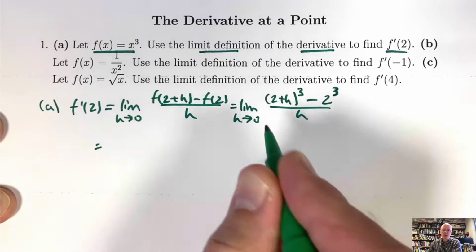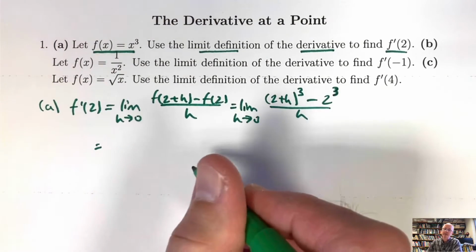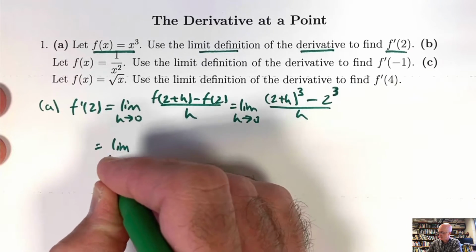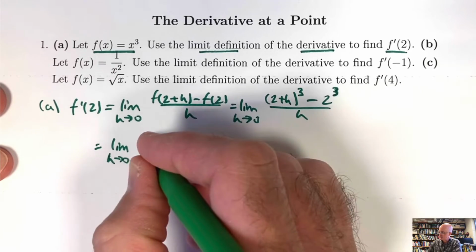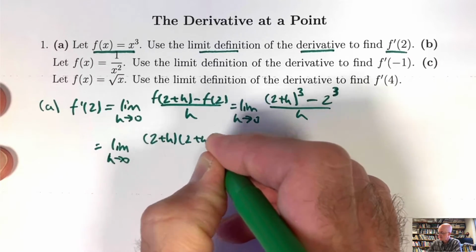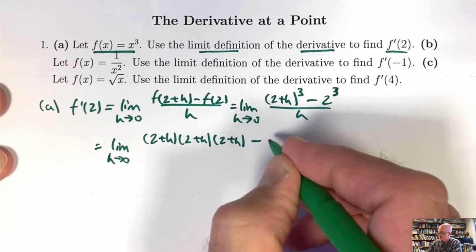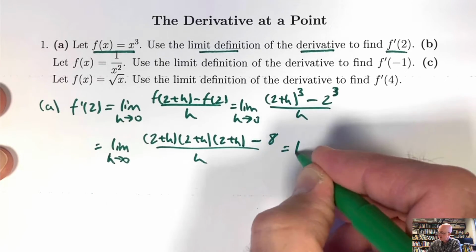Now, as far as the numerator goes, you can expand that quickly with something called the binomial theorem. I'm not going to assume you know the binomial theorem. Let's just go ahead and write out what (2 plus h) quantity cubed means. 2 plus h times 2 plus h times 2 plus h. So I have to do that multiplication there. 2 cubed is 8, all divided by h.